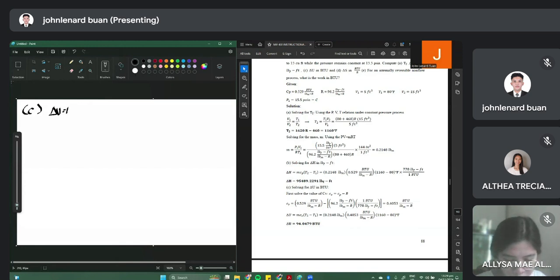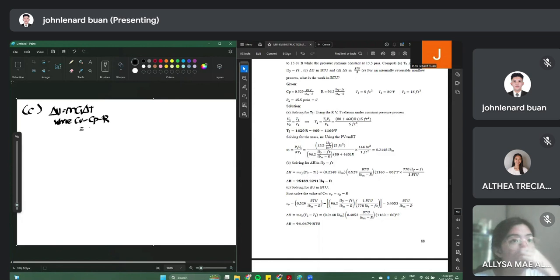Delta U is equal to mCV delta T. Since wala tayong given na CV, but we are given CP and R, we can obtain the value of CV from CP. CP is equal to CV plus R. Therefore, CV is equal to CP minus R.